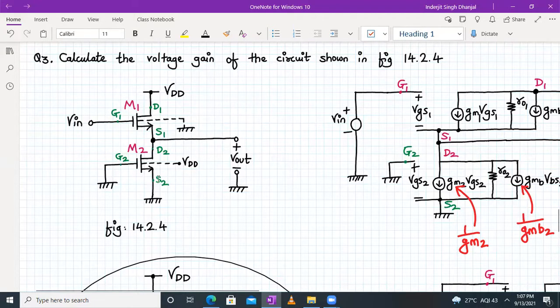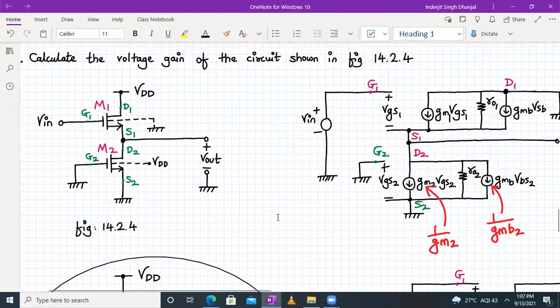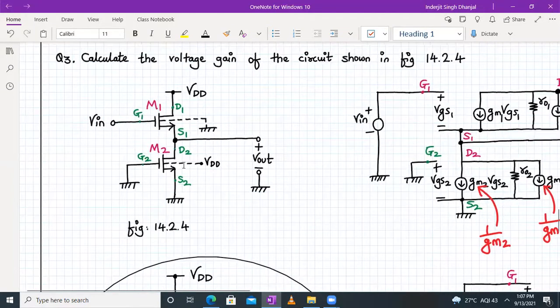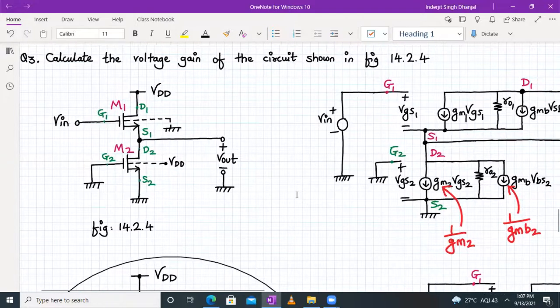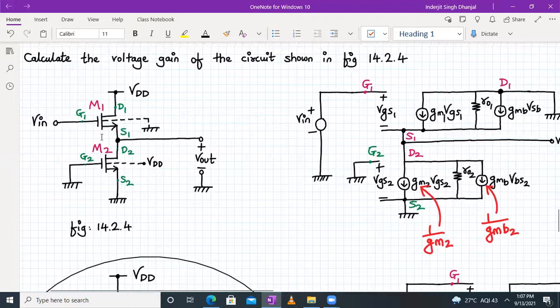And the substrate terminal, the body terminal of the NMOS transistor, is connected to VDD. They have provided this information. So we will now draw the equivalent circuit. We cannot reduce this to RO2 as in the earlier case, because we don't know whether the M2 transistor is in saturation or not. But definitely this is a source follower.